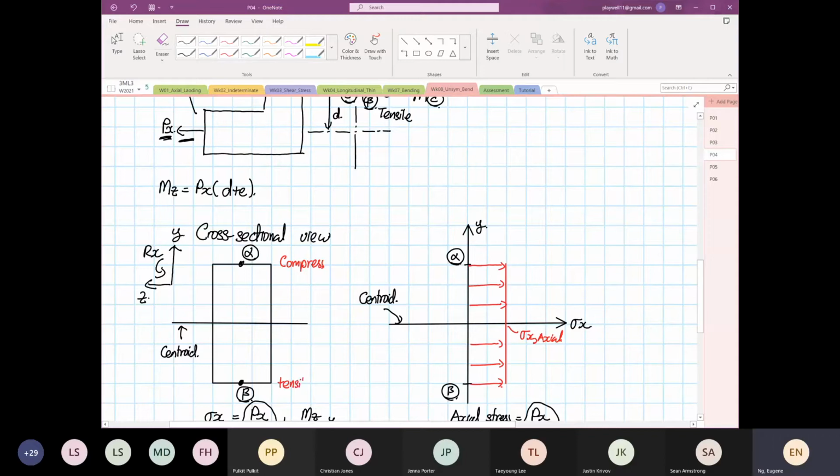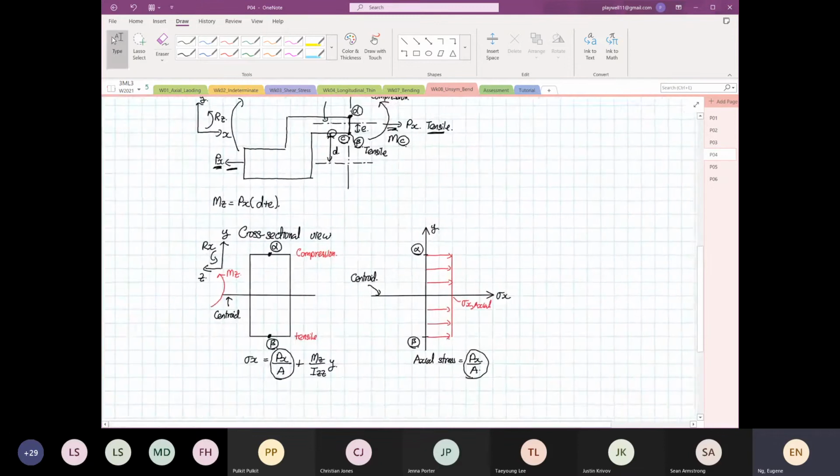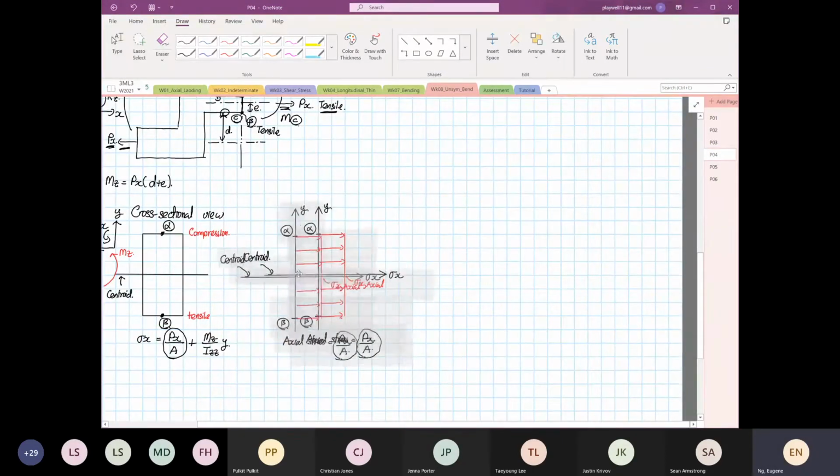As tensile, okay, because the moment is going this way, right? Okay, so now I'm going to sketch the bending moment diagram. I think I need a lot of space because I am exaggerating something.